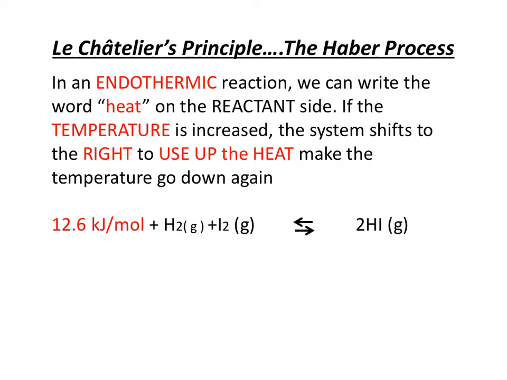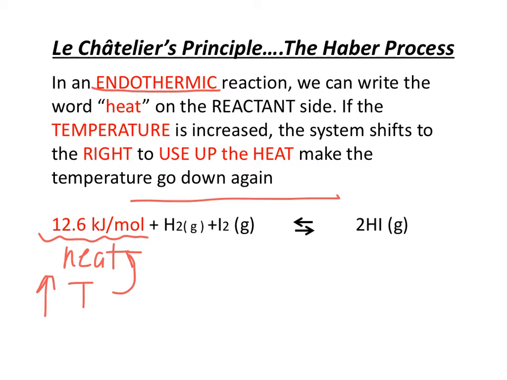Alternatively, for a reaction which is endothermic, that means the heat is going into the system, it's absorbed by the system. We will write the word heat on the reactant side. If we increase the temperature, that's like adding heat, the system is going to shift to the right because that will use up the heat, and then the temperature will go back down. So endothermic and exothermic are pretty different.